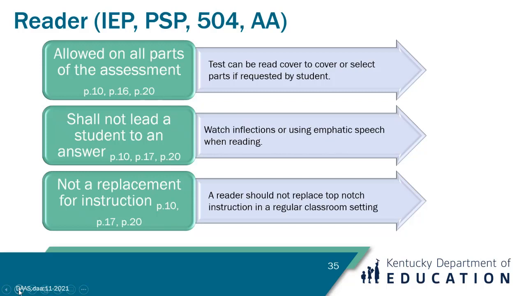Some other highlights. A reader must always watch inflections and emphatic speech when reading. This is of particular concern for human readers. The job of a reader is to never lead a student to an answer. You must have documentation over time that, with intervention and high-quality instruction, the student is still unable to access the reading assessment. And the goal of any accommodation should be to phase it out over time and grow a student to be as independent as possible.